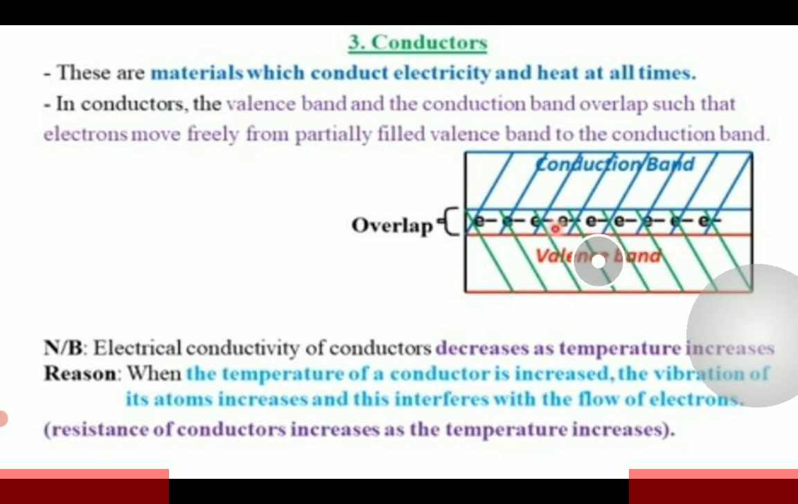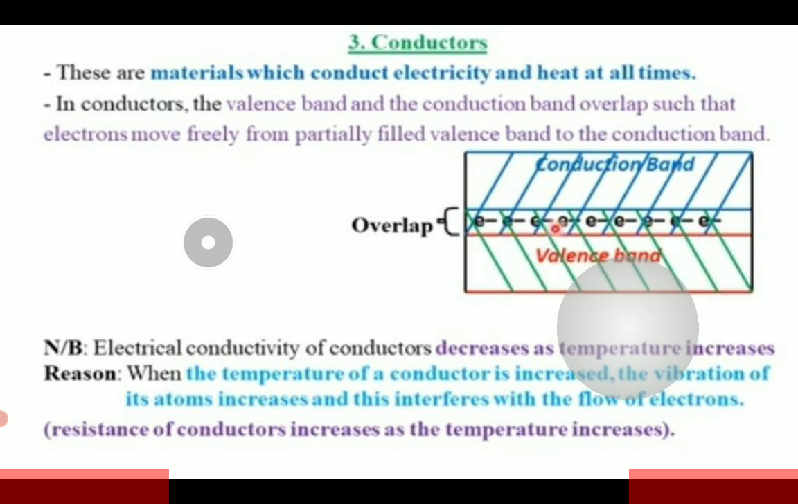So far so good. We've looked at the 3 types of materials based on their conductivities. Namely, we've looked at insulators, which we said are materials which do not conduct electricity, and they do not conduct electricity simply because there is a very wide gap, a large gap known as the forbidden gap between the valence band and the conduction band.